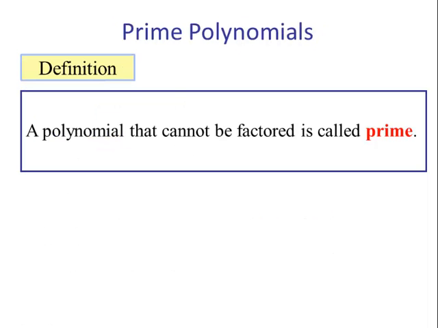Prime polynomials. Definition. A polynomial that cannot be factored is called prime. This is just like a prime number, say 7. 7 cannot be factored by any other number except 1 and 7. So any polynomial that cannot be factored is called prime.